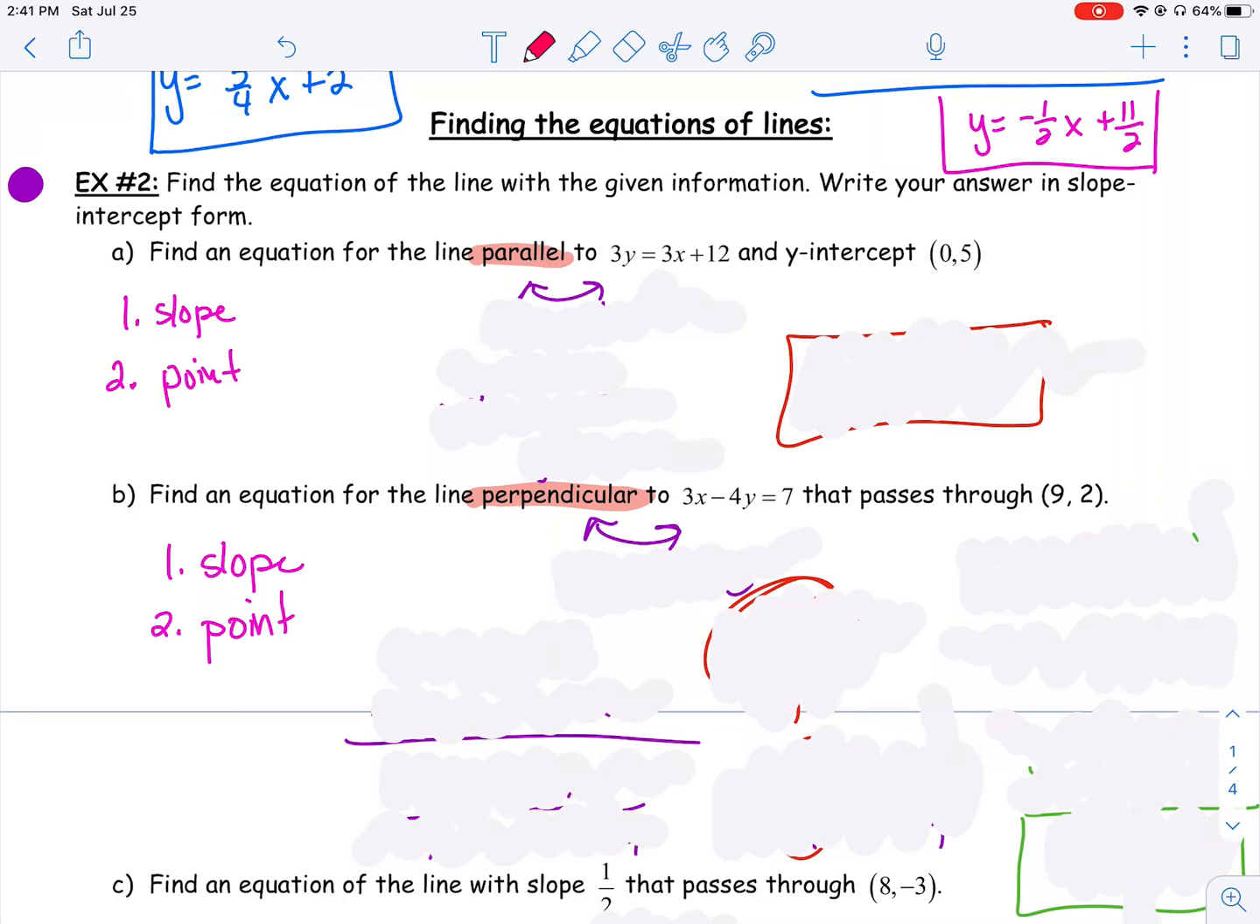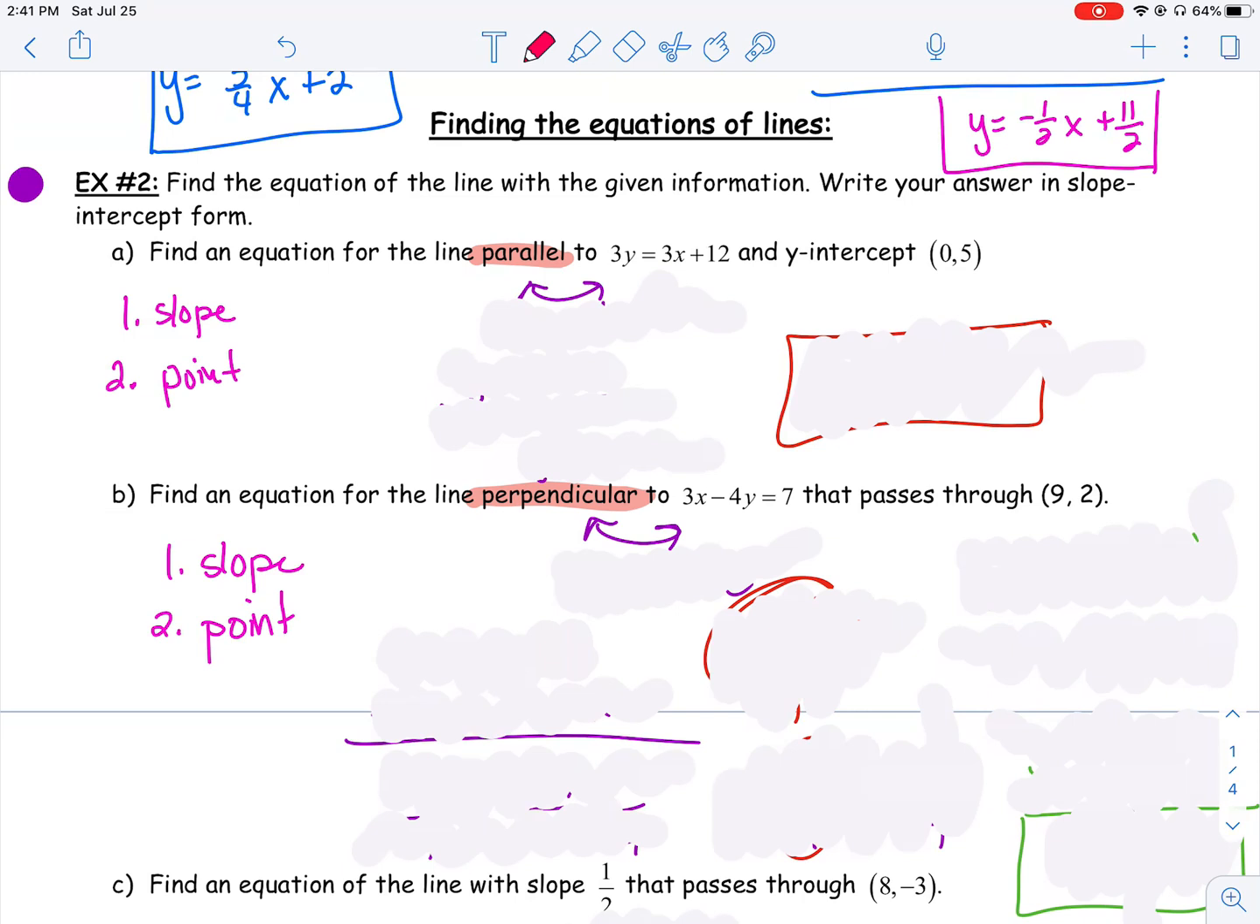All right, in our second example in section 3.7, we're going to continue writing equations of lines. It says here in example number 2 to find the equation of a line with the given information. Write your answer in slope-intercept form. So our final answer needs to be y equals mx plus b.